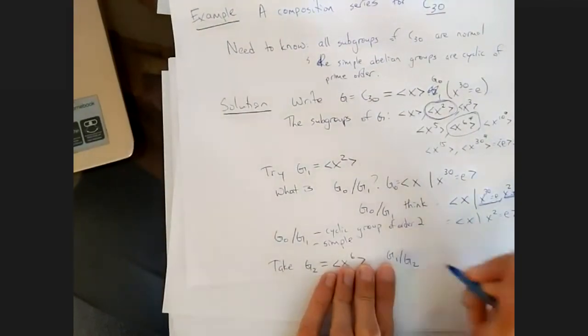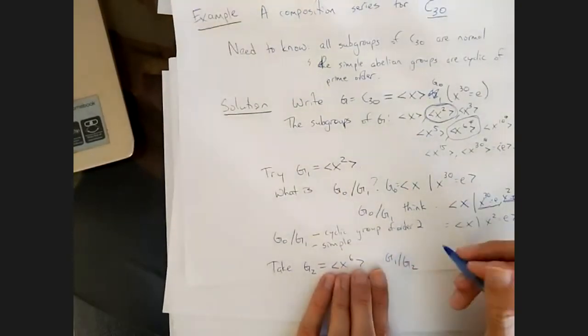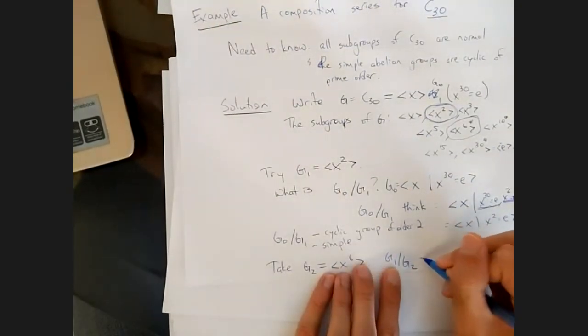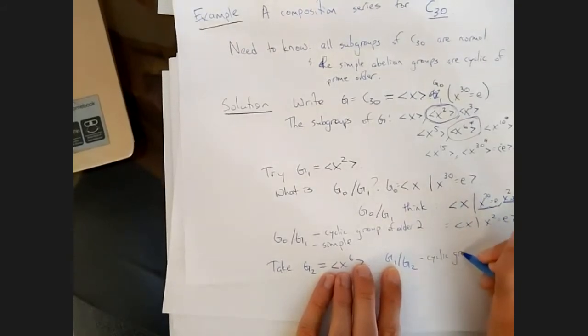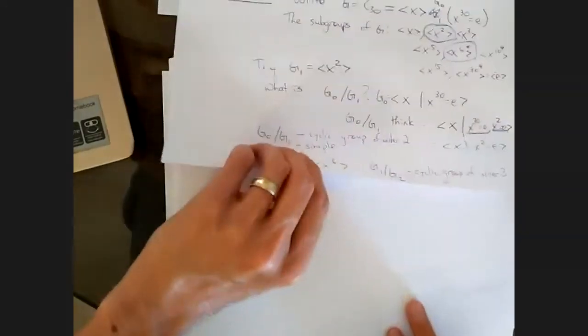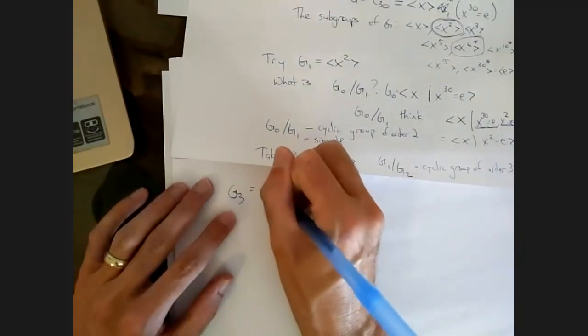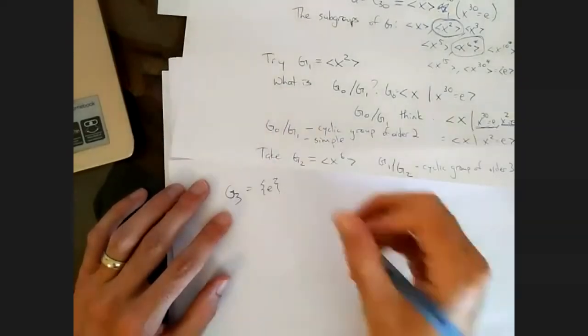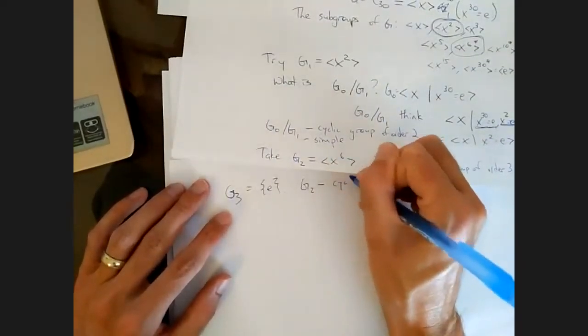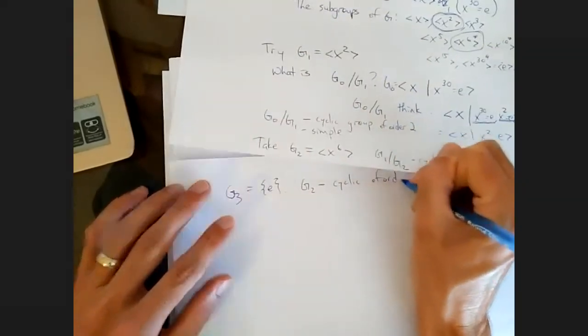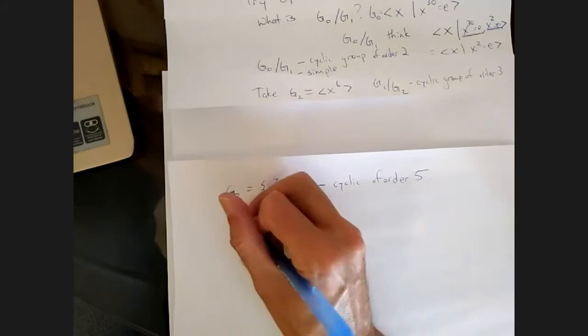Now, G1 mod G2 is generated by x squared, in which x to the 6 is the identity. So this is a cyclic group of order 3, so simple. And then finally, we take G3 to be the trivial subgroup, because G2 itself is cyclic of order 5. So this is our composition series.